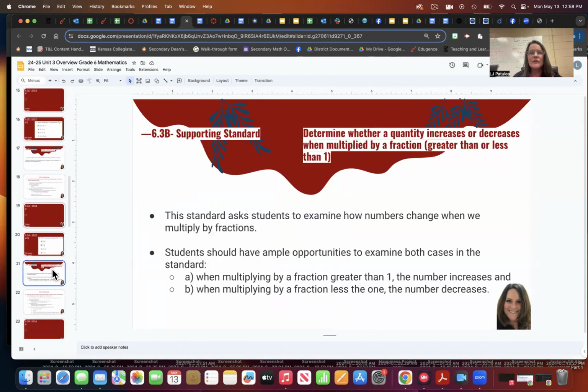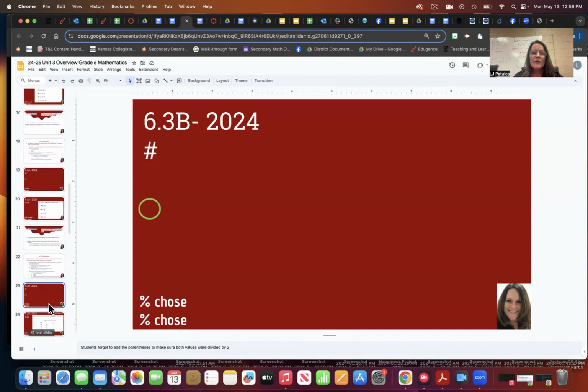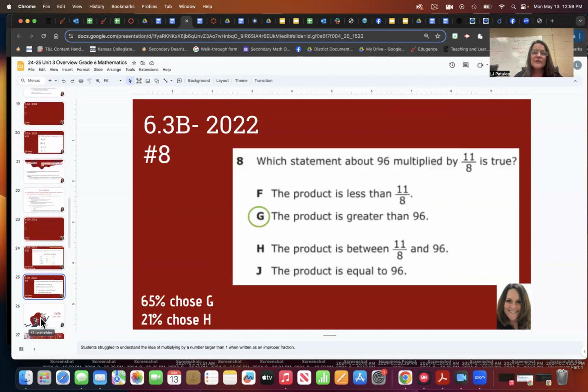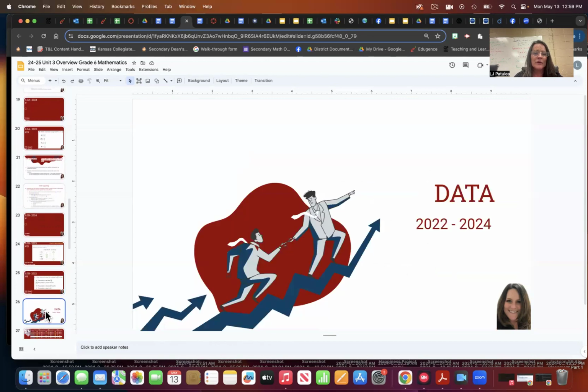And the last supporting standard of Unit 3, 6.3b, determine whether a quantity is increased or decreased when multiplied by a fraction greater than or less than 1. This is usually tested every year, so we're waiting on the 2024 released question. It was tested as a STAAR 2.0 question, a match table grid, in 2023. Only 32% got full credit on this question. So this may be an example of something you'd want to do in class, maybe as a warm-up or an exit ticket. It was tested in 2022 as well, but as a multiple choice.